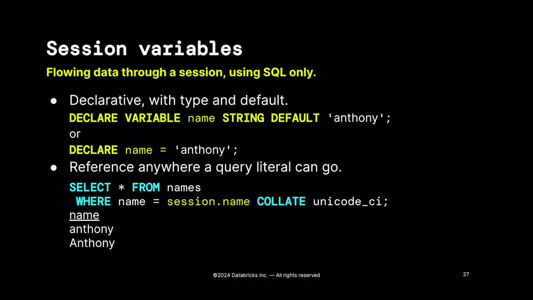There is a long form, proper SQL syntax: declare variable name string default, and then you can put in an expression. Or there is a short form for people who are not that eager to type that much and can just say declare variable is implied, name equals Anthony, and there you go. You have just declared a variable. The type was inherited. It's a string because that's what you gave for default. And you can reference them pretty much anywhere where a literal can go. So you can say select star from names again, where name equals session.name, call it Unicode CI, and there come out your Anthonys again.